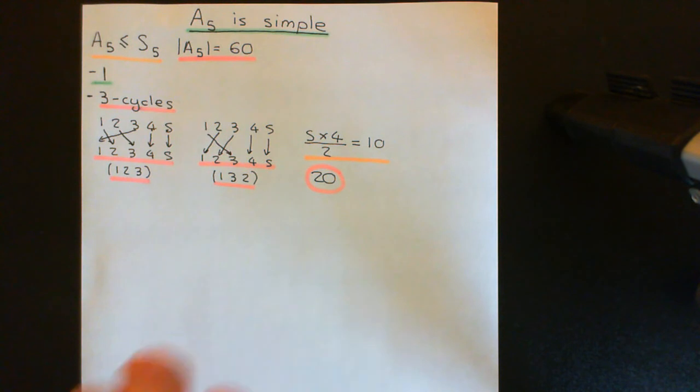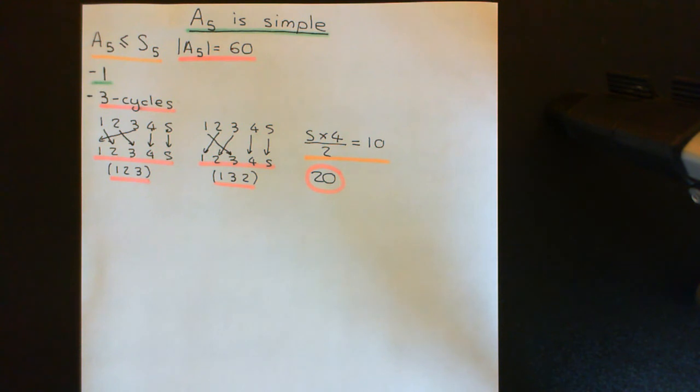And if you don't believe me, you could go through and actually work these all out. As long as you're logical and strategical in how you do it, you will find that there are 20, unless you make a mistake. So there are 20 elements of this form, a free cycle with 2 1 cycles.